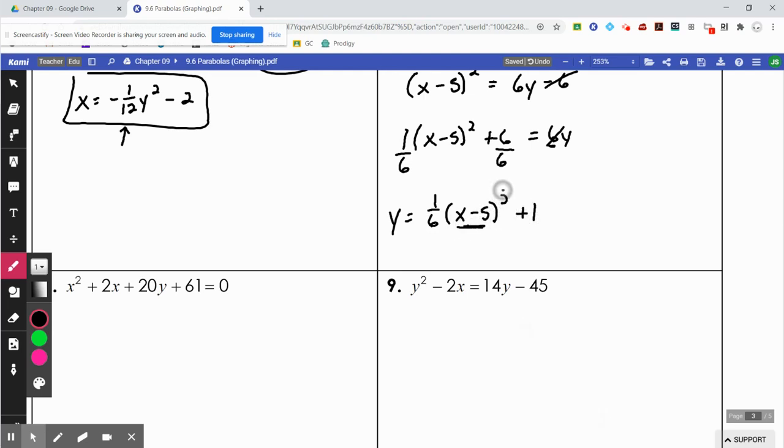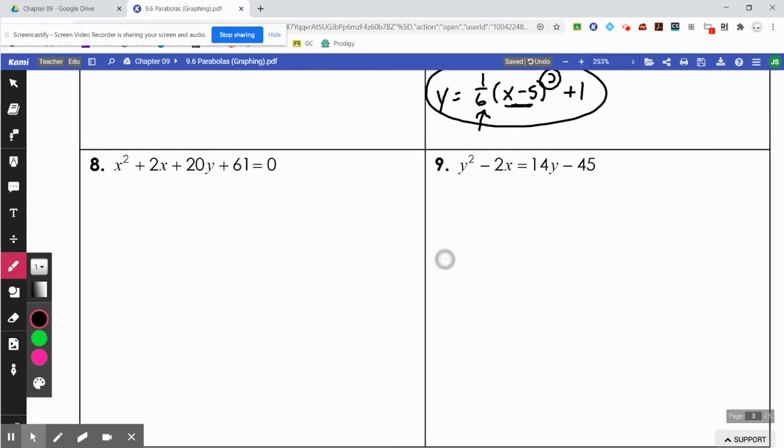Since the x stuff is what's being squared, that means my parabola is either up or down. If this out front is a positive, that means my parabola opens up. So therefore, there's my standard form, and it does open up.